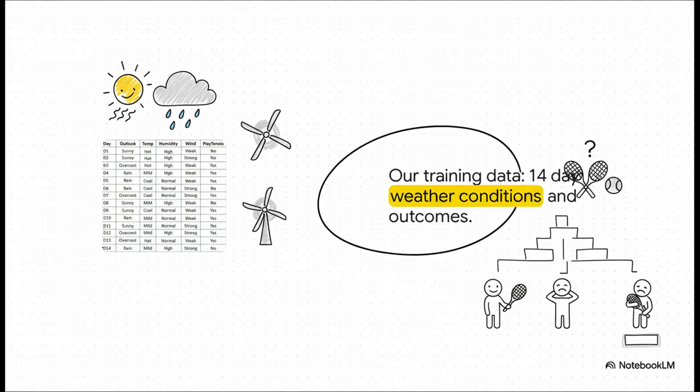For every one of those days, we know the weather outlook, the temperature, the humidity, and if it was windy. And of course, the most important part, the final answer. Did they play tennis or not? This table, this is everything our algorithm has to work with. This is its entire world.